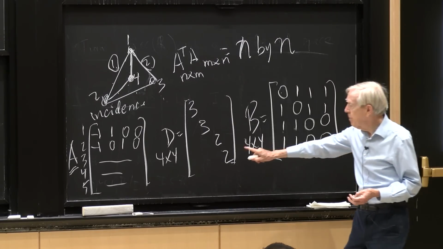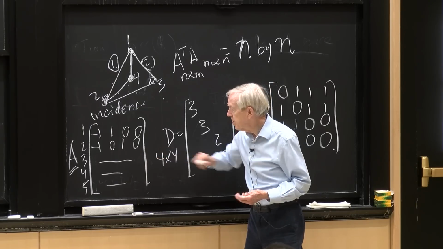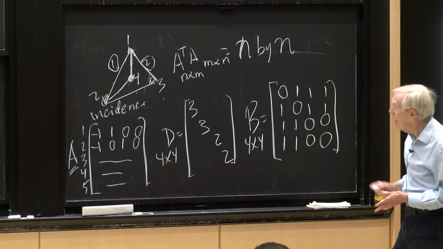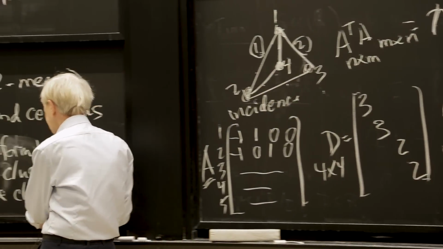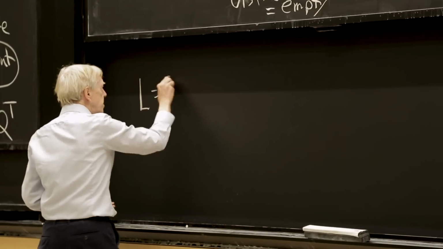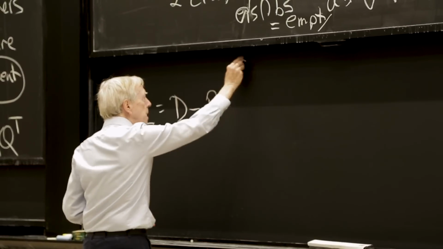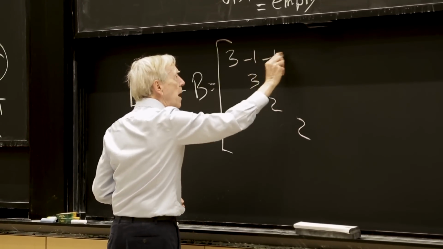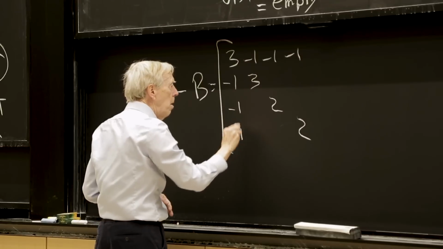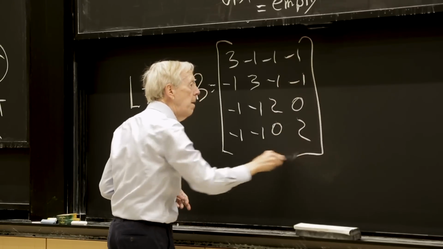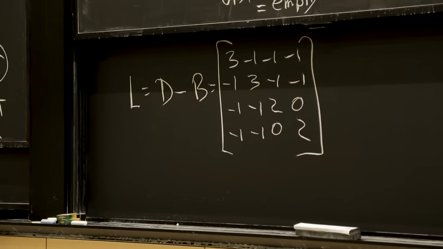This is the degree matrix. This is the incidence matrix. And that formula gives me the Laplacian. Okay, let's write down the Laplacian. If I use the degree minus B, that's easy. The degrees were 3, 3, 2, and 2. Now I have these minuses, and those were 0. Okay. So that's a positive semi-definite matrix.